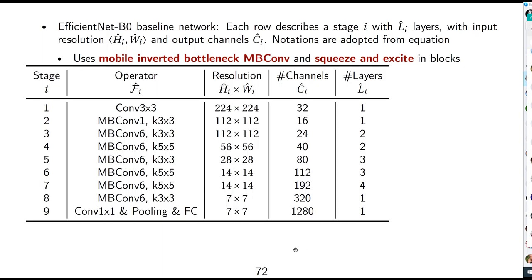This table here shows the baseline architecture EfficientNet B0. Each row describes a stage, which is another term for a block, and each stage has multiple layers, which are shown in the last column of this table. So, for example, stage 4 has 2 different layers. The input resolution is shown here. So stage 4 has input resolution 56 times 56. And the number of output channels is denoted in this column: 40 for stage 4.